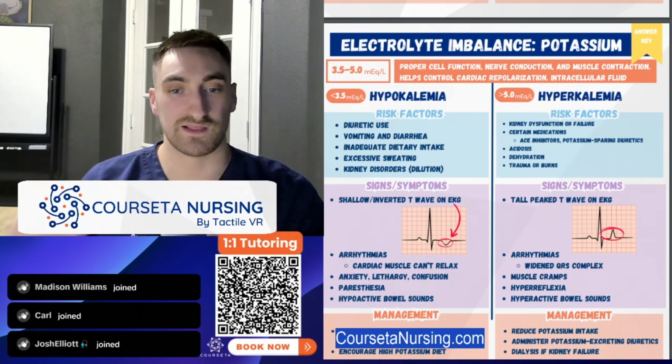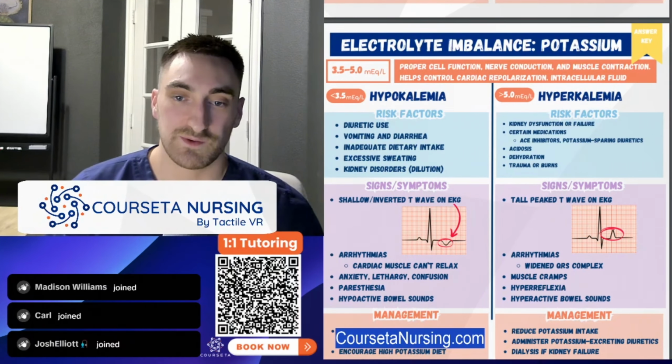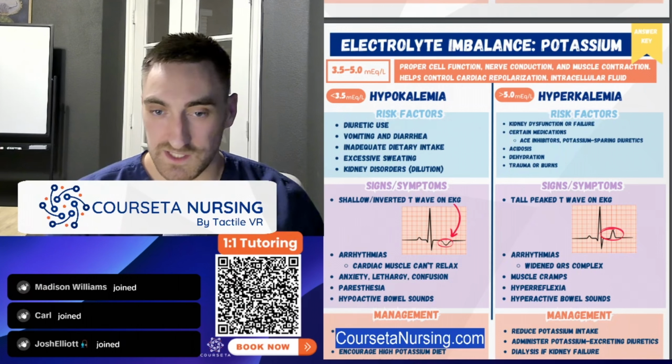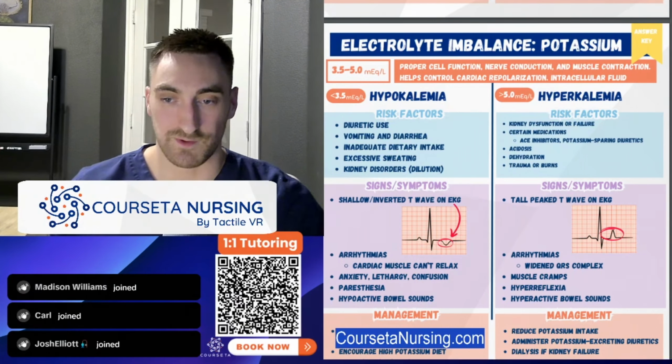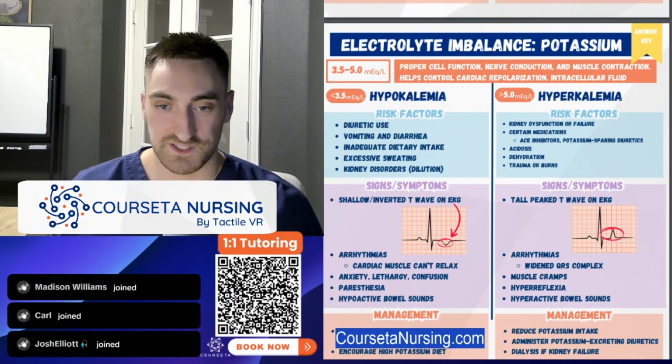So you'll have either a low, shallow T wave or an inverted T wave. Think hypokalemia means low, right? So think low T wave on the EKG. And we'll go right over, might as well mention it just to compare it and make it simpler for you guys: hyperkalemia means high, right?